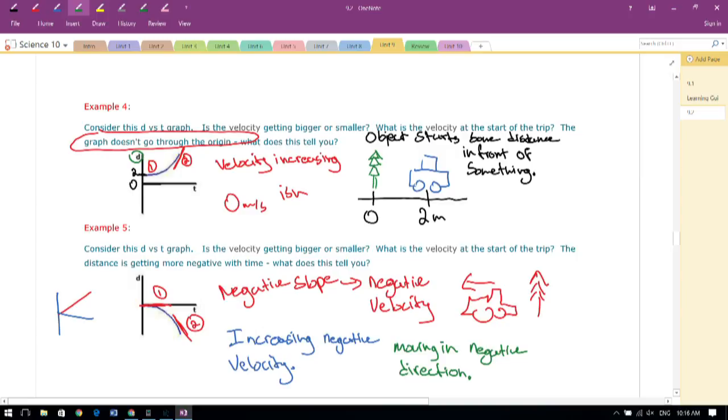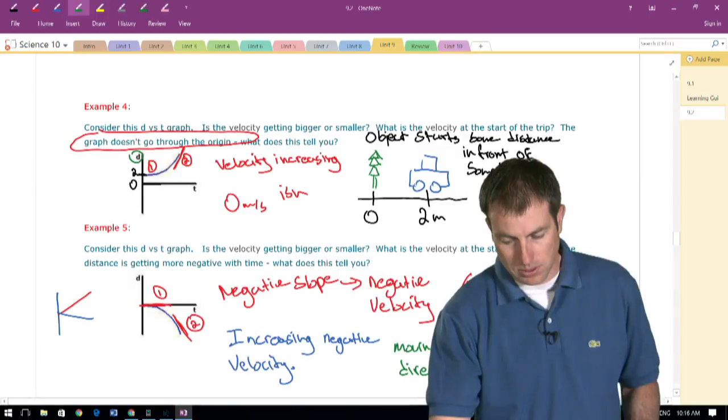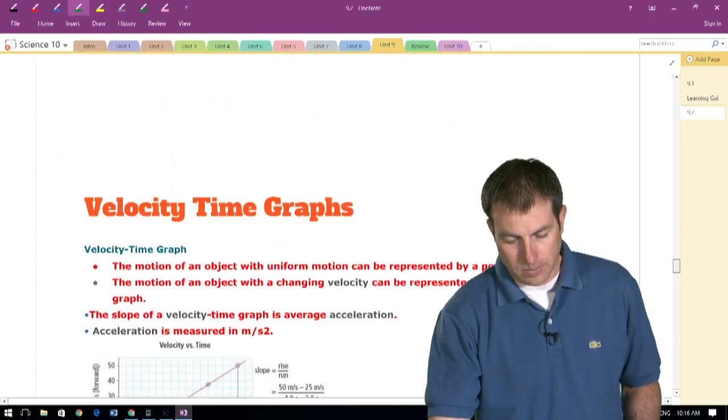All right, so those are distance time graphs. Curvy lines just mean it's accelerating. It's getting faster.